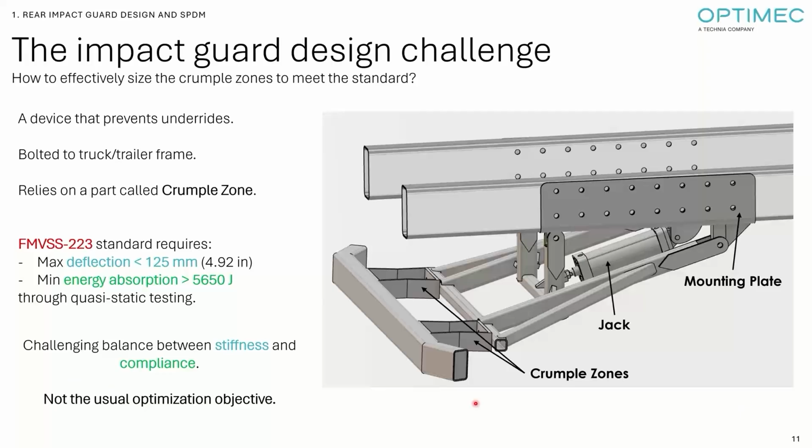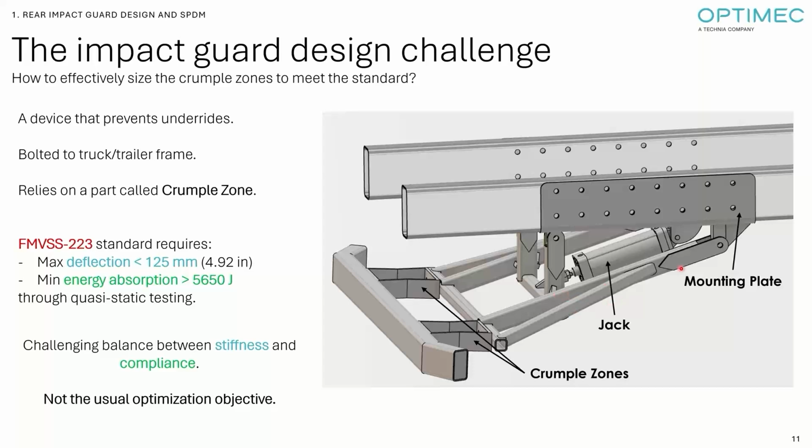So what is a rear impact guard? It's a device that you bolt under the frame of a truck to prevent an underride. An underride is a car that will drive below the frame. You can imagine the damage. You want to prevent that, so you put a rear impact guard.